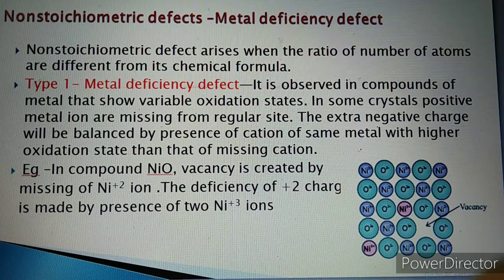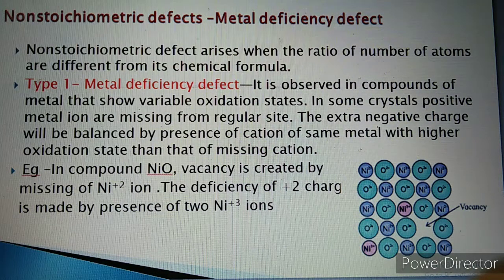Type 1 is metal deficiency defect. What is metal deficiency defect? See the diagram is also given. It is observed in compounds of metal which shows variable oxidation state. So metal deficiency defect is generally for the compounds of metal which have variable oxidation states. In some crystals, positive metal ions are missing from their regular site. The extra negative charge will be balanced by presence of a cation of the same metal with higher oxidation state than that of the missing cation.